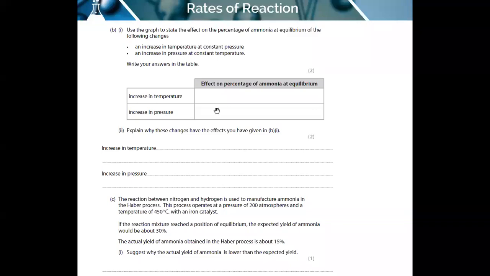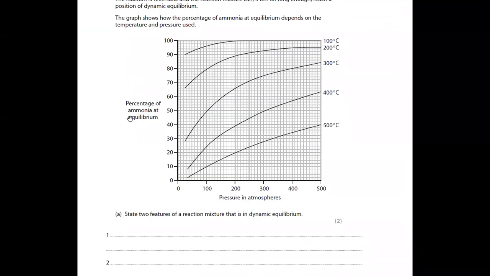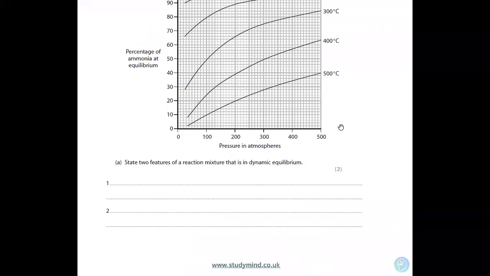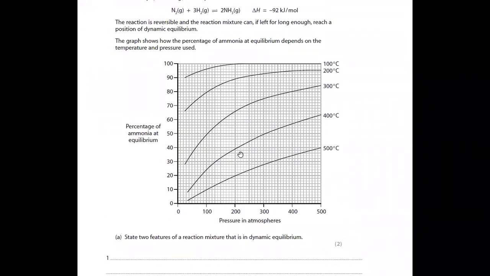When I am increasing the temperature, what do you think is happening to the percentage of ammonia at equilibrium? It's decreasing. And what is happening when I'm increasing the pressure? The equilibrium will shift to the place with more molecules. Right, so what's that going to do to the percentage of ammonia? You can just take a look at your graph. As we increase the pressure, the percentage of ammonia increases. Exactly, so that's what you will see.